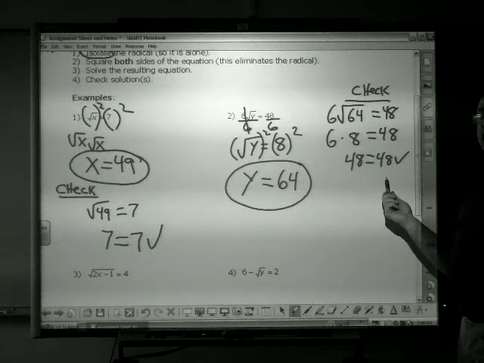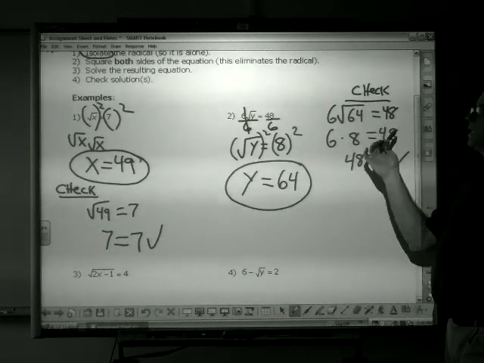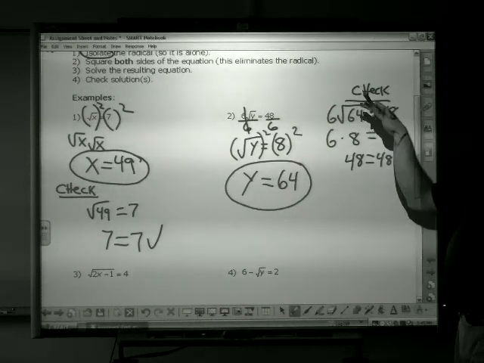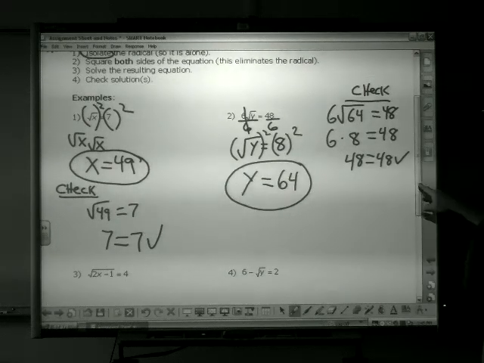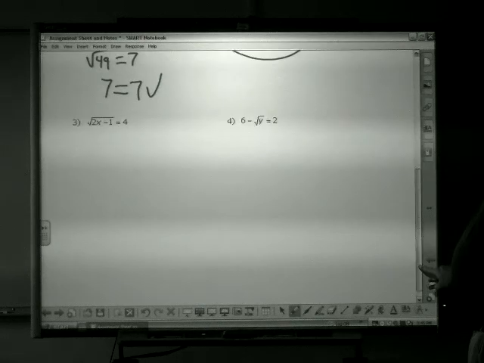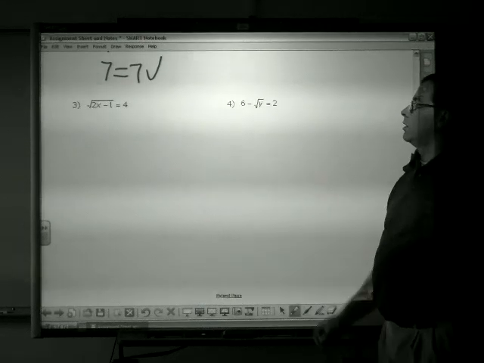If it did not check, you're going to want to check again. Maybe you did something wrong. And if it absolutely doesn't check, then you would reject your answer, just like we had to reject before. All right, so now, a little bit harder.